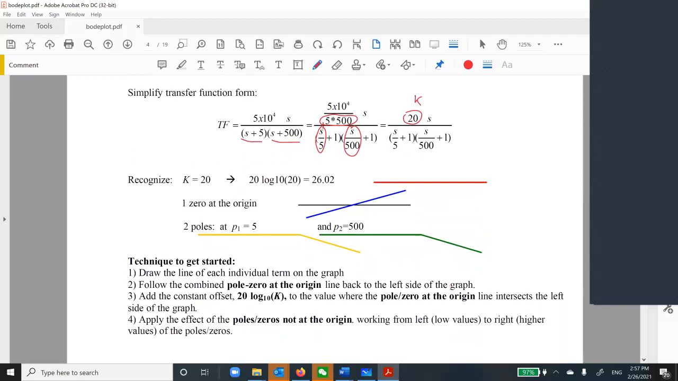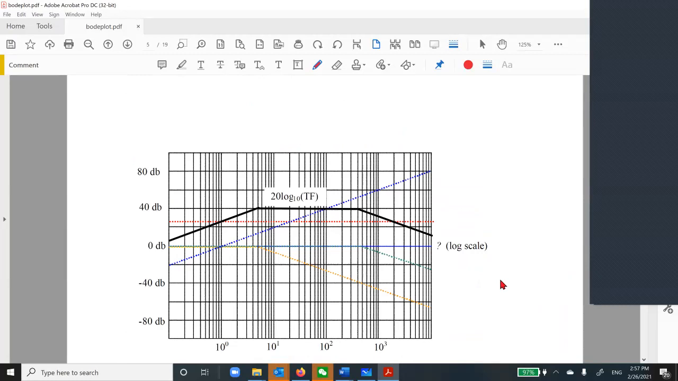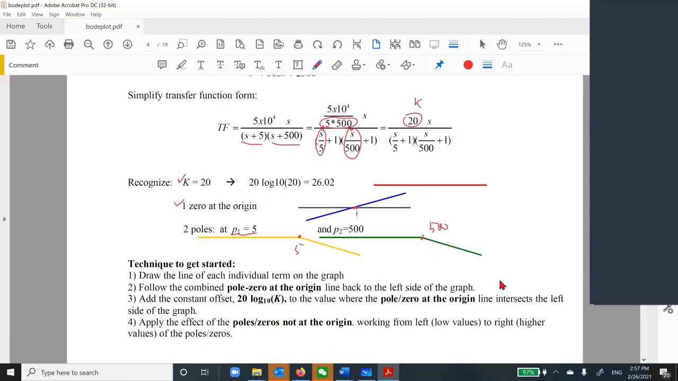So I have K, and then I have a pole at 0. This should be 1, right? So it should be 1. And I have 2 poles: P1 is 5, so the breakpoint is 5. Another breakpoint is 500, okay? So I draw each one individually. The dashed lines are all individual terms. So be careful here.